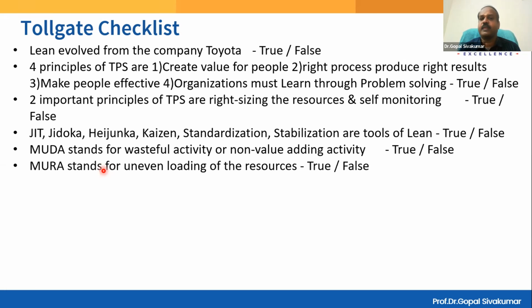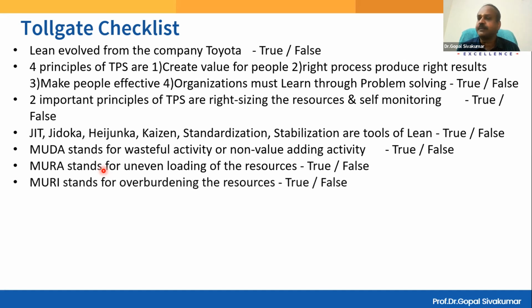Mura, uneven loading. Uneven loading is also a problem. If you load your resources unevenly, a few resources will be overloaded, a few resources will be underutilized. Both are not good for any organization. So that's called Mura. Muri, overloading. If you don't eliminate Mura, Muri will happen. Muri is overloading.